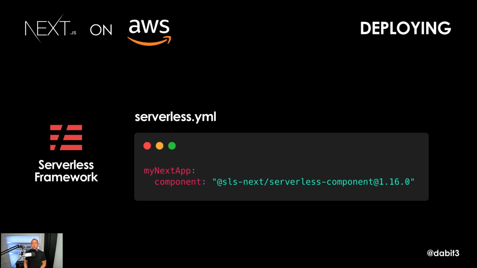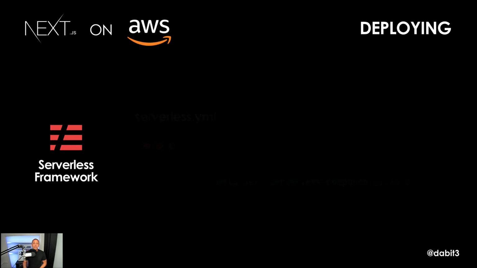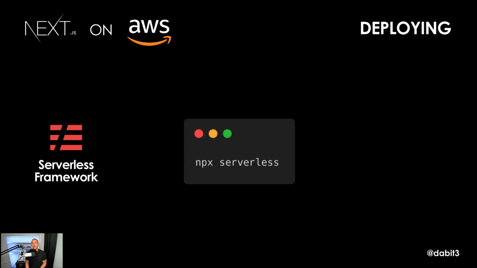So if you're watching a recording of this, you might choose a different version, whichever is the most recent version that is available at the time. And then once you've specified that configuration, you can deploy using the npx serverless command. And this will go ahead and deploy everything to CloudFront for you. And then from there, you can iterate and make updates by running npx serverless again.